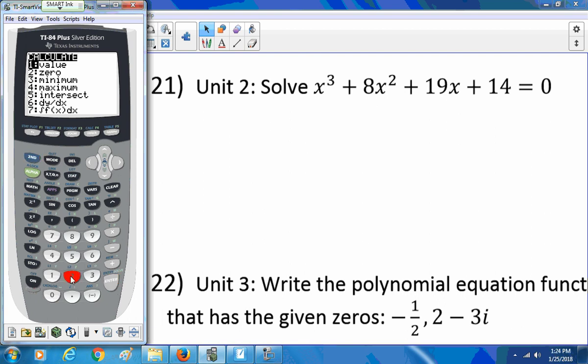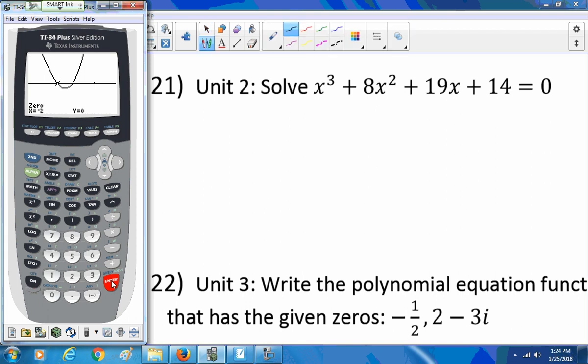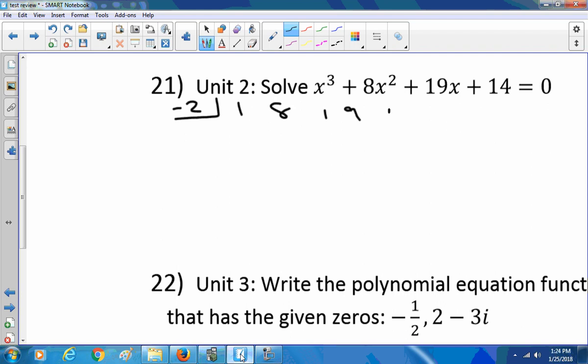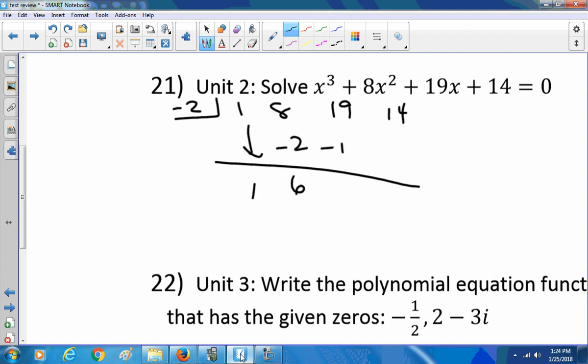So let's find one. Second trace 0. Left of it. Right of it. Irrational. Second trace 0. Left of it, right of it. There we go. -2. That's an answer. Now I'm going to do synthetic division. 1, 8, 19, 14. Bring down the 1. Multiply. Add. Multiply. Add. Multiply. Add. You should get a 0.